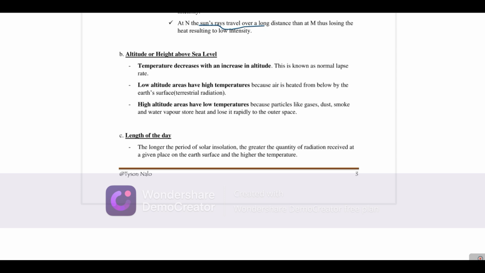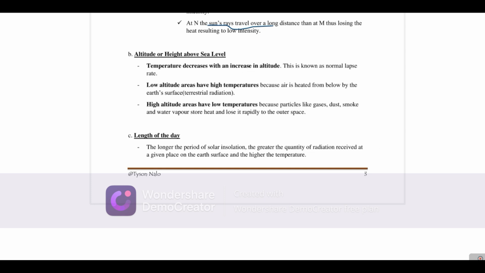So temperature decreases with an increase in altitude. This is a point that you should master, that temperature will decrease depending on the altitude. So temperature decreases with an increase in altitude. Now this is also known as the normal lapse rate. And now what happens at low altitude and also at high altitudes? Of course the temperature will vary, but we are going to see how it changes.